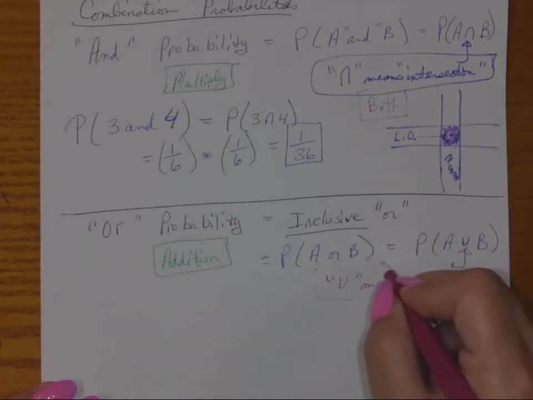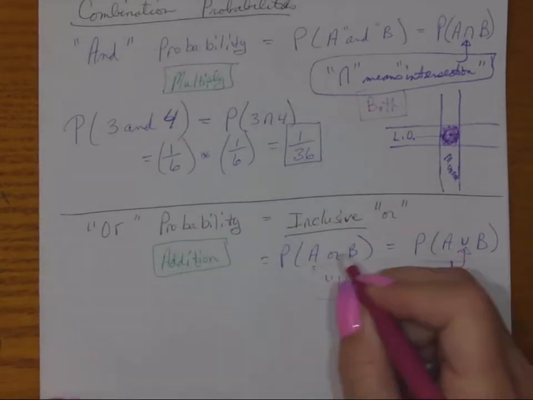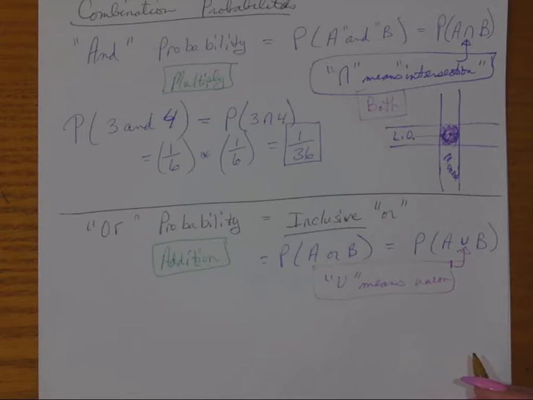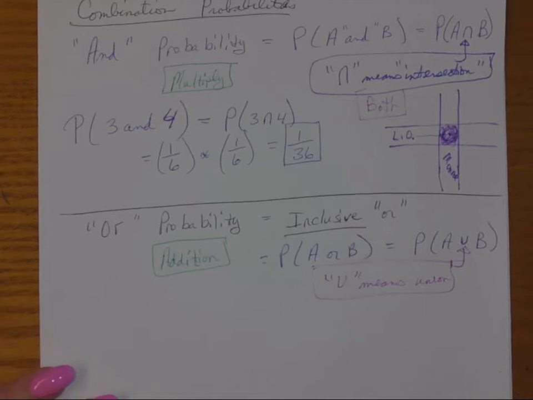U means union. Okay. All right, so when I think about union in this particular case, I think, well, what about, say, a union in a marriage? Or, oh, here's a great one. What about a union that is the United States? Okay, the United States.